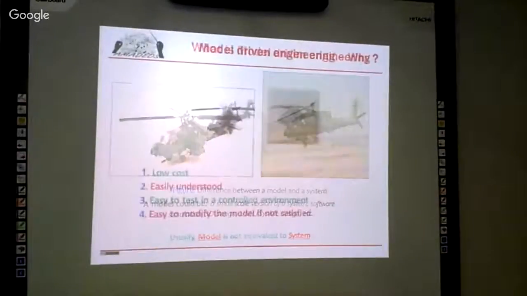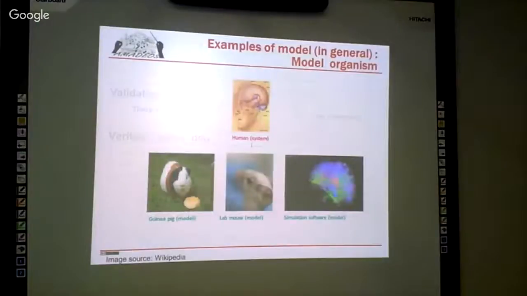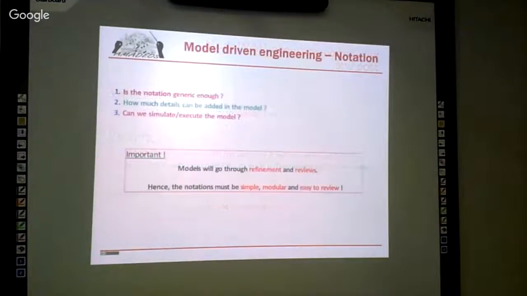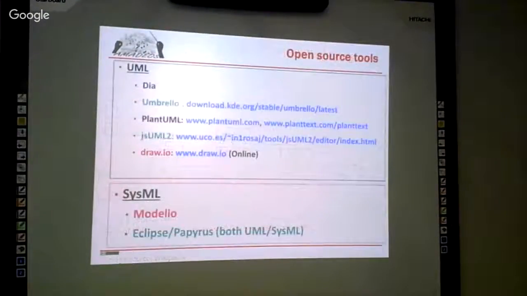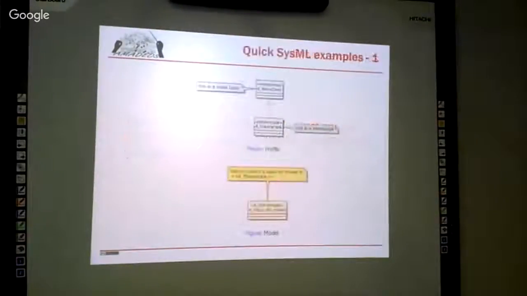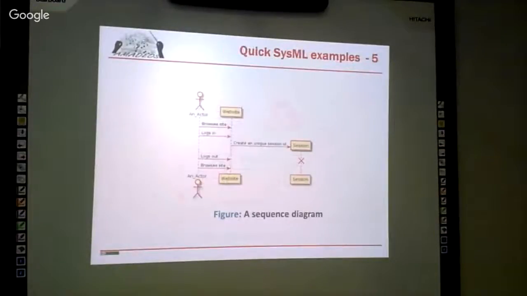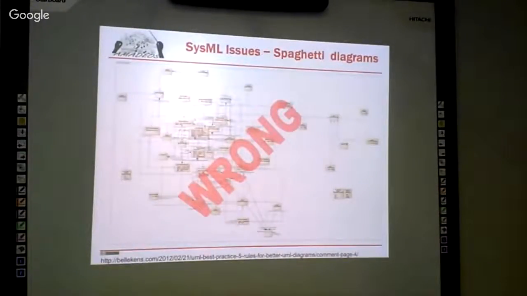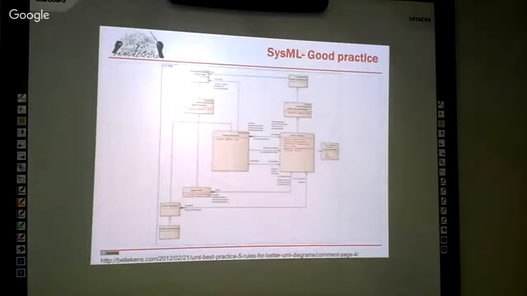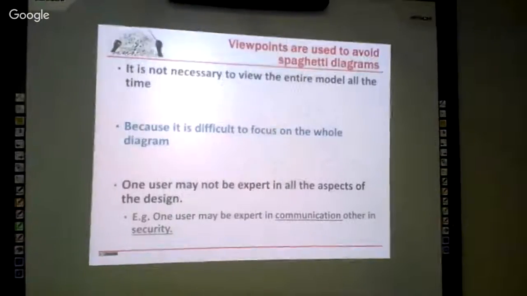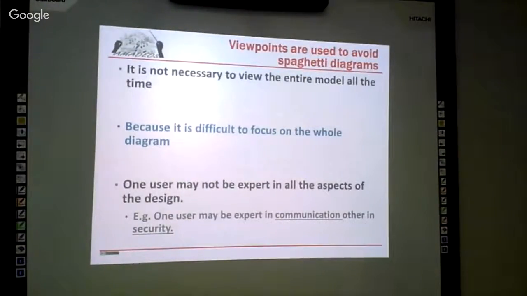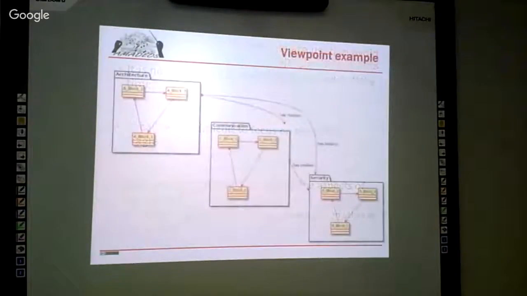So I skip all this model-driven engineering, notations, SysML kind of stuff. A very quick example, just an example of a wrong SysML and the better SysML. How you should avoid this kind of spaghetti style things.